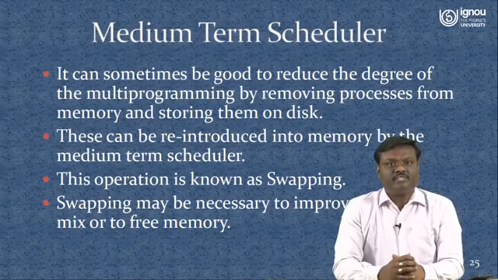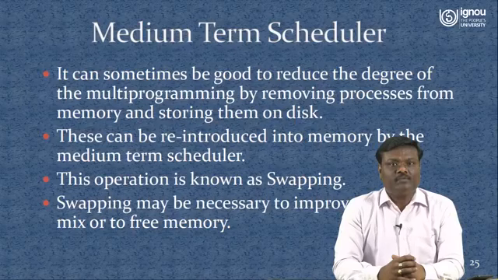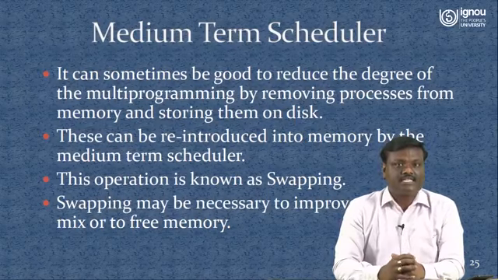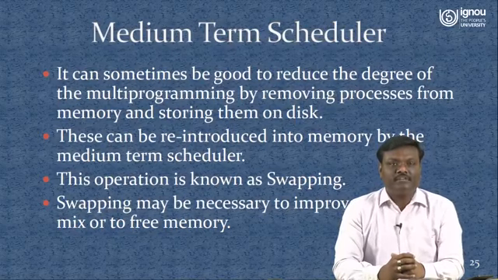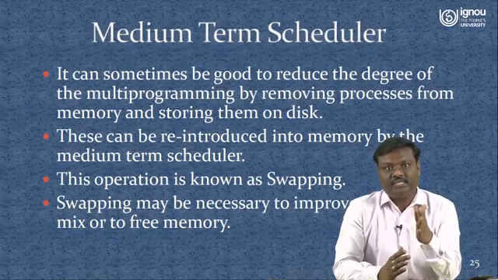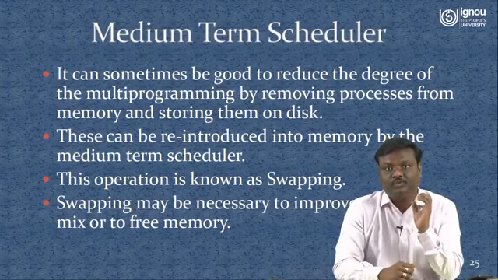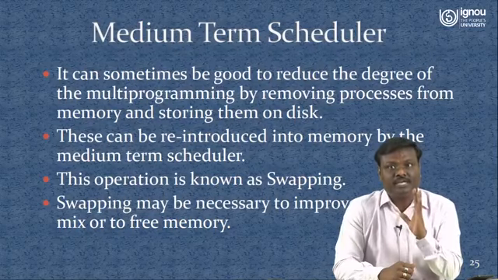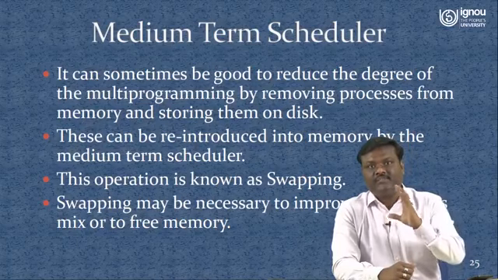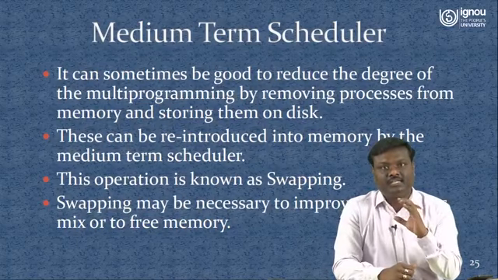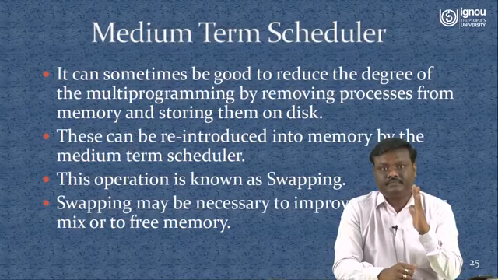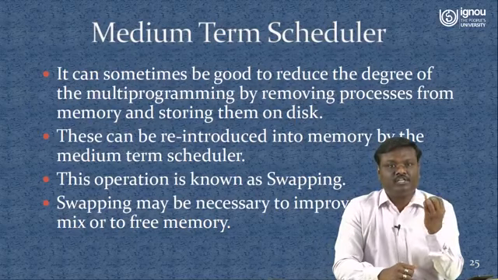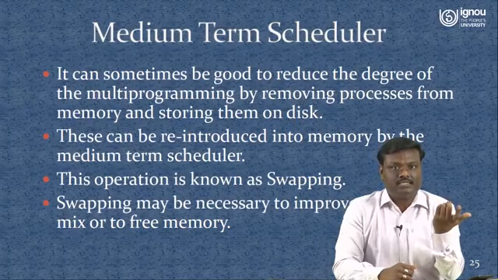So sometimes it happens to be good to reduce the degree of multiprogramming by removing processes from the memory and storing them on the disk. This happens whenever we talk about heavy loads. There may be a situation where we no longer need the processes to be kept in the RAM because a heavy load is going on, and this medium term scheduler sometimes deloads, or takes the jobs from the RAM and stores them back onto the disk.